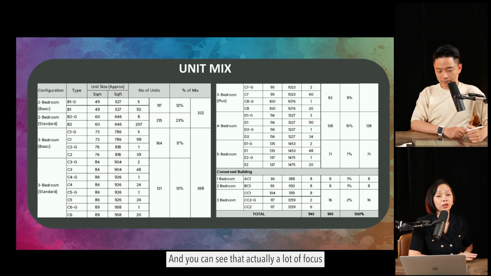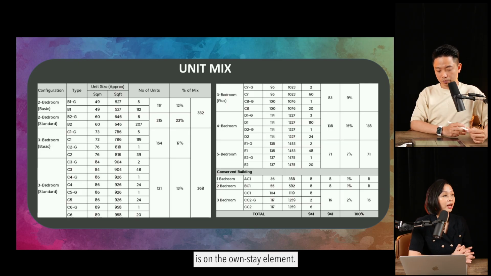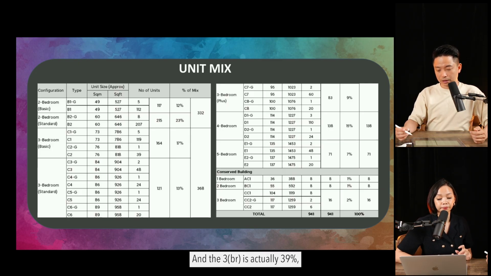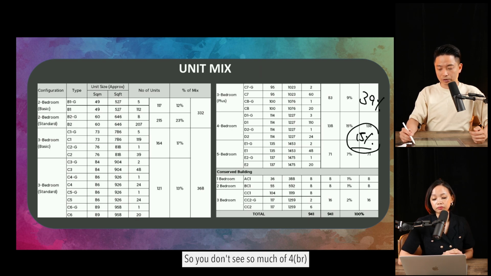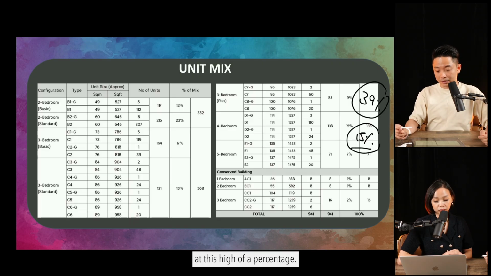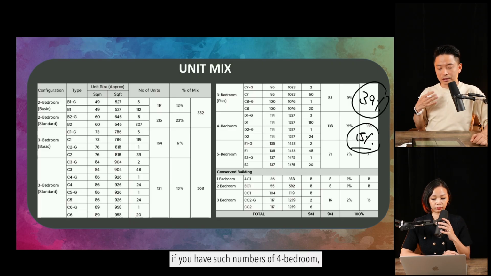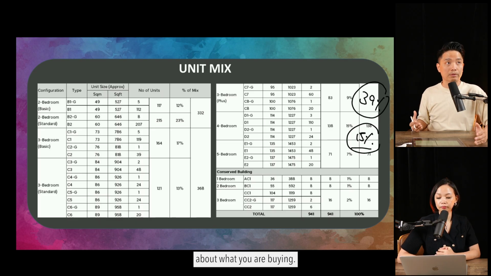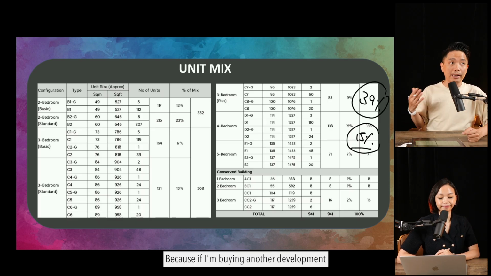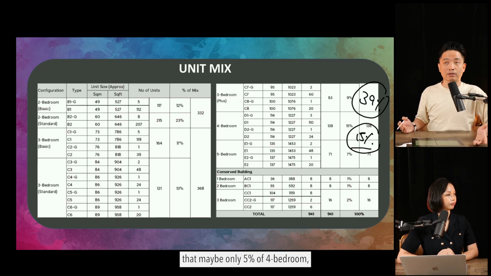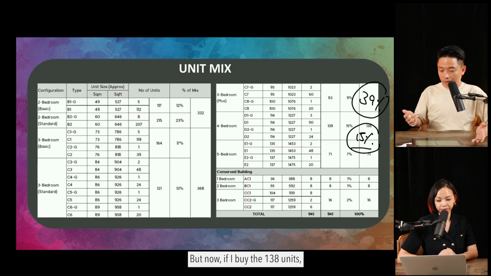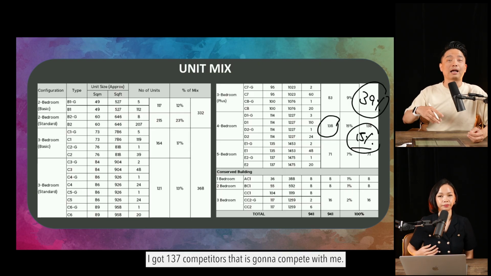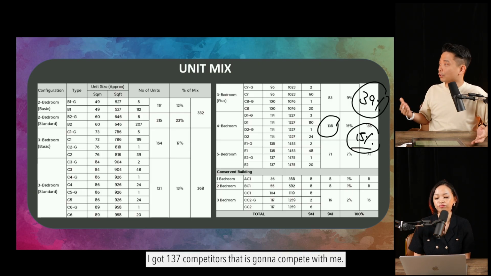You can see that a lot of focus is on the own stay element because of the 3 and 4 bedrooms. The 3-bedroom is actually 39%, and the 4-bedroom at 15% is quite rare. You don't see 4-bedrooms at this high a percentage. But of course, if you have such numbers of 4-bedrooms, you also need to be very cautious about what you are buying. If I'm buying another development with maybe only 5% 4-bedrooms, then definitely there's no competitor when I sell. But now, if I buy, there are 138 units. I've got 137 competitors that are going to compete with me.